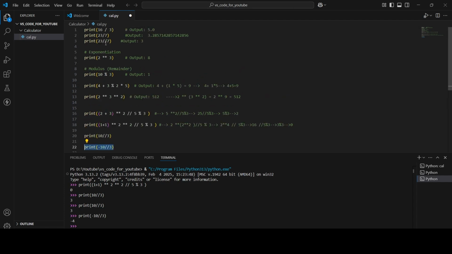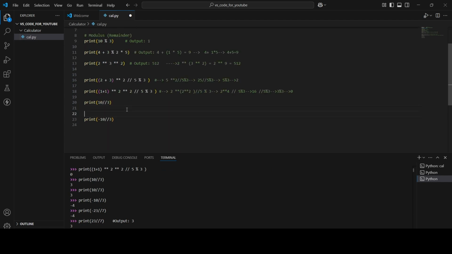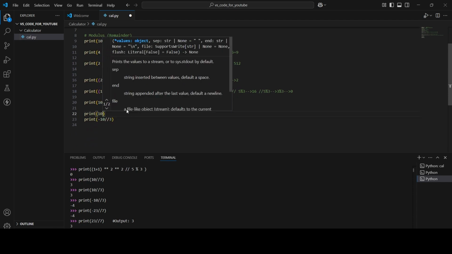Not only this, even considering any of the negative expressions, even in this case it is minus 4. When I try to divide the other way, it is again the positive number, that is 3, as you are seeing, because it will round off to the next whole number. Clear? You can just make a note of this.